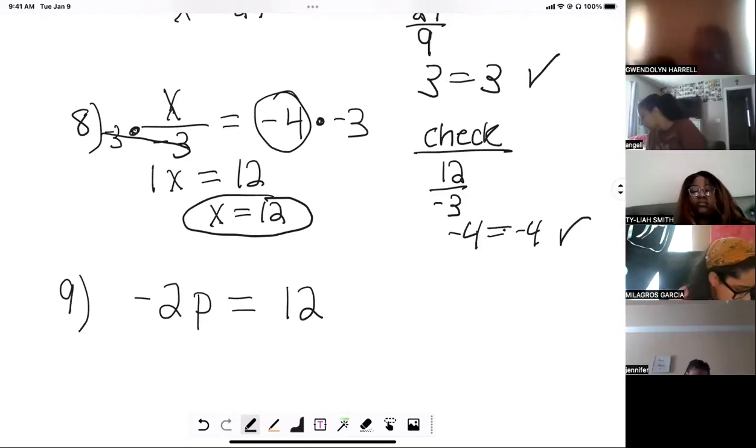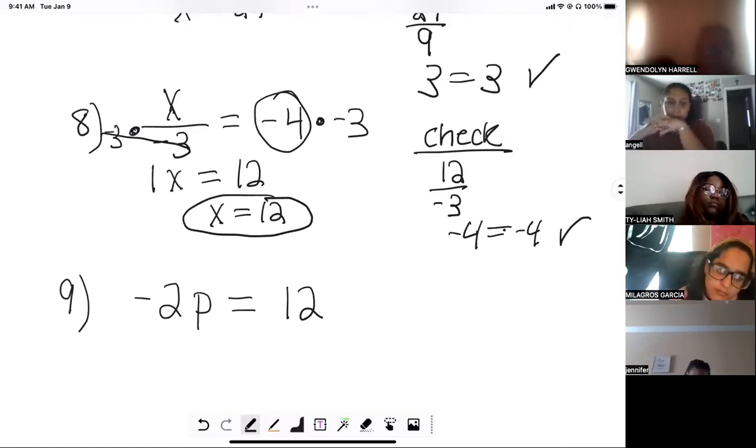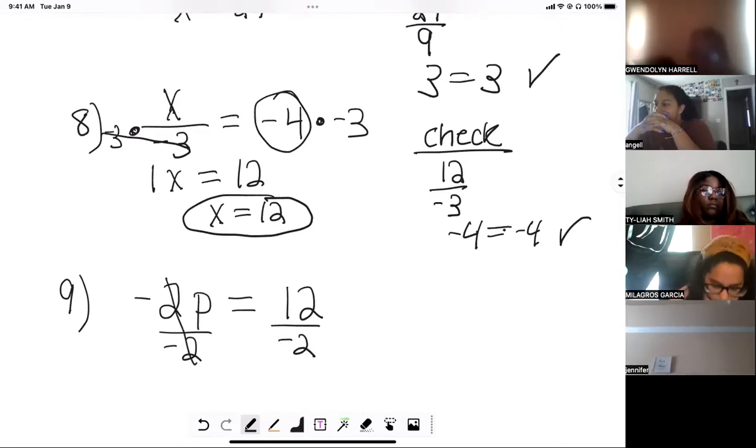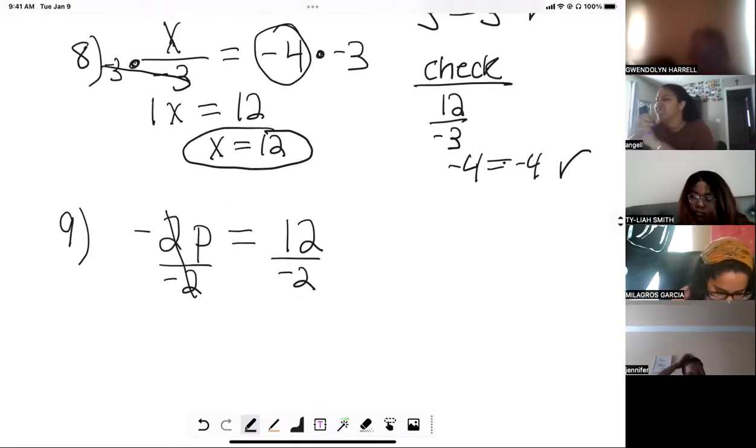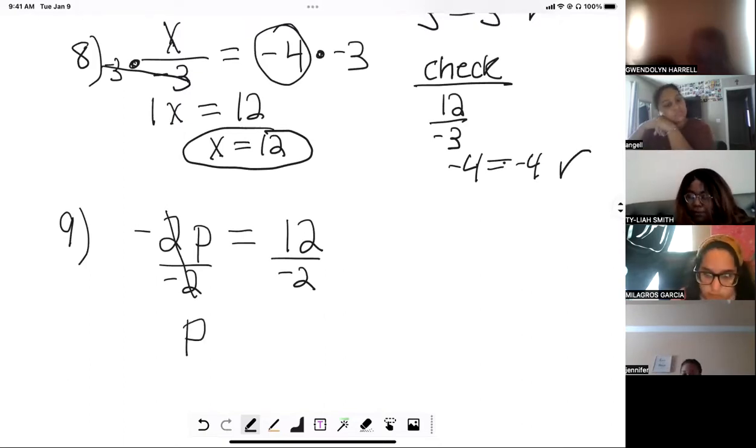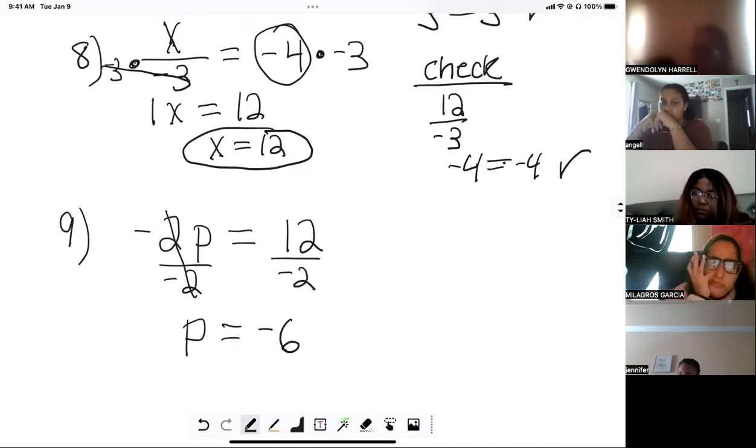Okay, so we have -2 times P. So I need to remove the -2 and bring it to the other side. Since it's being multiplied, I'm going to divide both sides by -2. I'm going to stop putting 1 in front. You guys can keep putting 1 if you want. P, because that becomes 1P, which is just P, is equal to -6. Now, if you need me to keep putting the 1 in front, let me know, and I'll keep putting it. But I want you to start seeing it without the 1 in front.